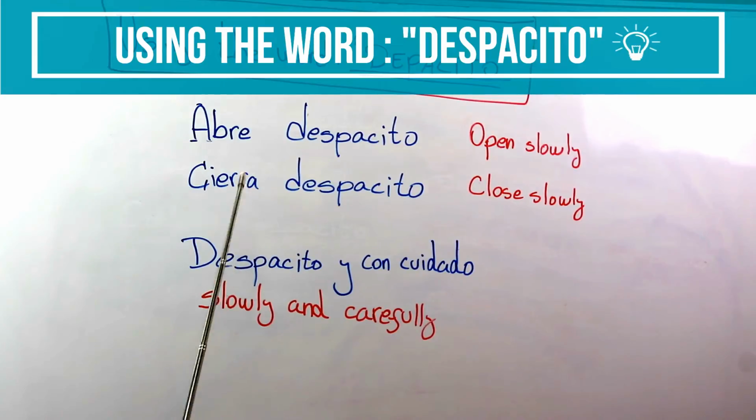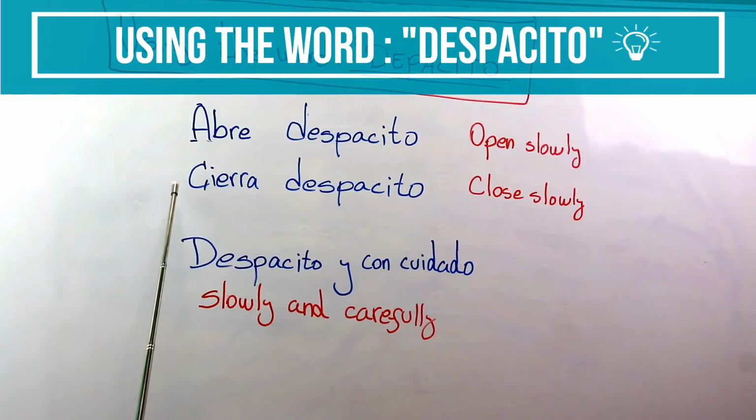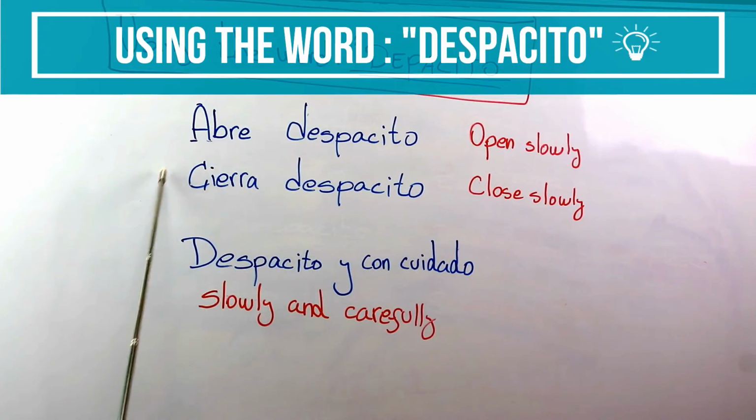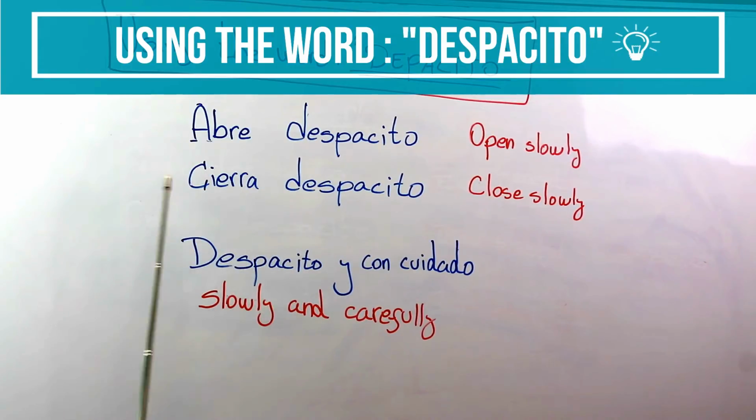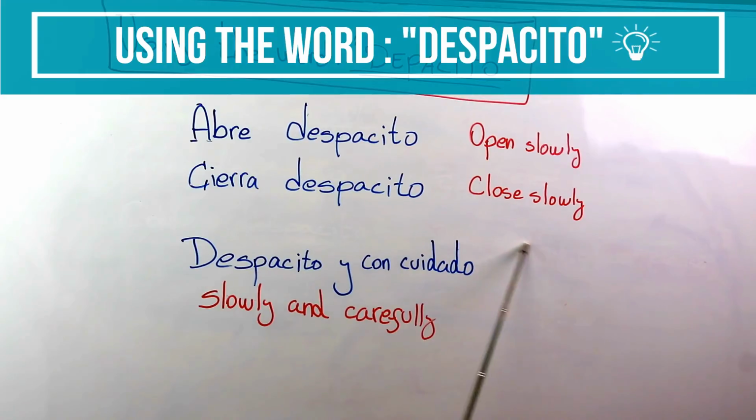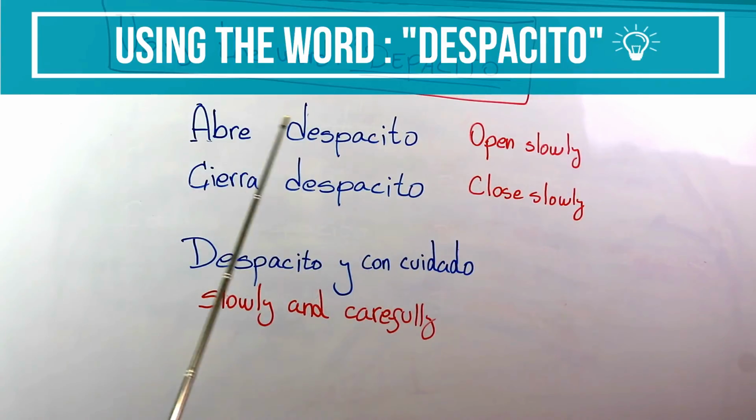Now the R has that rolling sound, cierra. However, in some Spanish countries, the double R is not as strong as in others. For example, in some parts of Chile, people can say cierra despacito, whereas in other Spanish countries, this is pronounced with a stronger roll. I'll leave it up to you. Whichever is easier for you, you will be understood anyway. So it's not a big deal. Cierra despacito, close slowly.